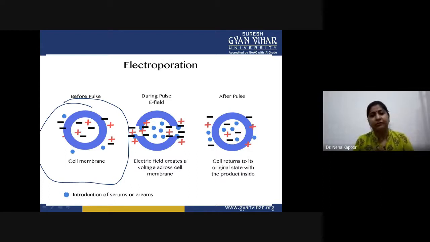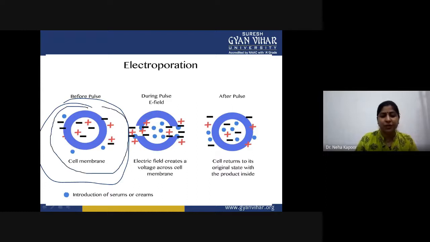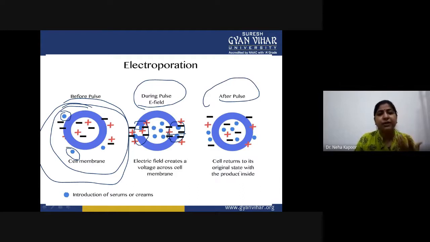As you can see in this picture, before the pulse, the cell membrane has negative and positive potential over here. Whenever you apply the electric pulse or electric current, it will create pores. As you can see, these pores are created here, and your DNA is entering inside. In the first case, this is the DNA molecule that is outside the cell. But once this charge is disturbed and the pores are created, the DNA will enter inside. And after the pulse, the cell will return to its original state.